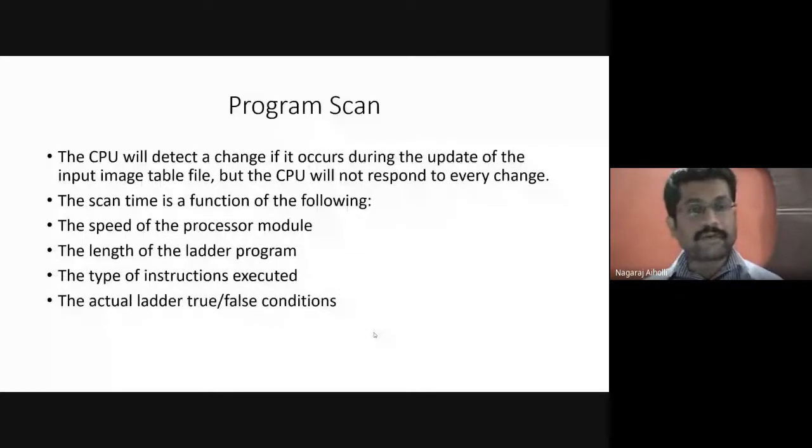The CPU will detect a change if it occurs during the update of the input image table file, but not always. The scan time is a function of the following. Which are the factors on which the scan cycle depends? The scan cycle depends upon the processor, what type of processor it is. If the processor has high speed, then the scanning process is also faster. It depends on the size of the program.